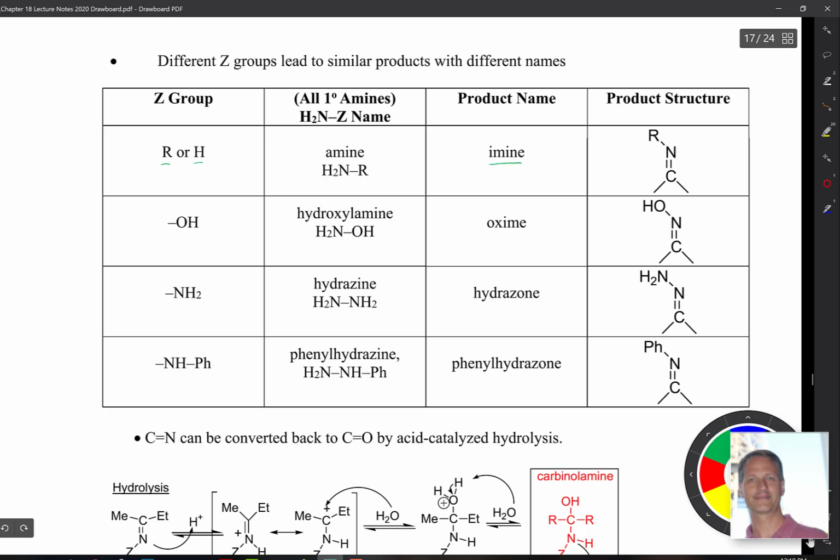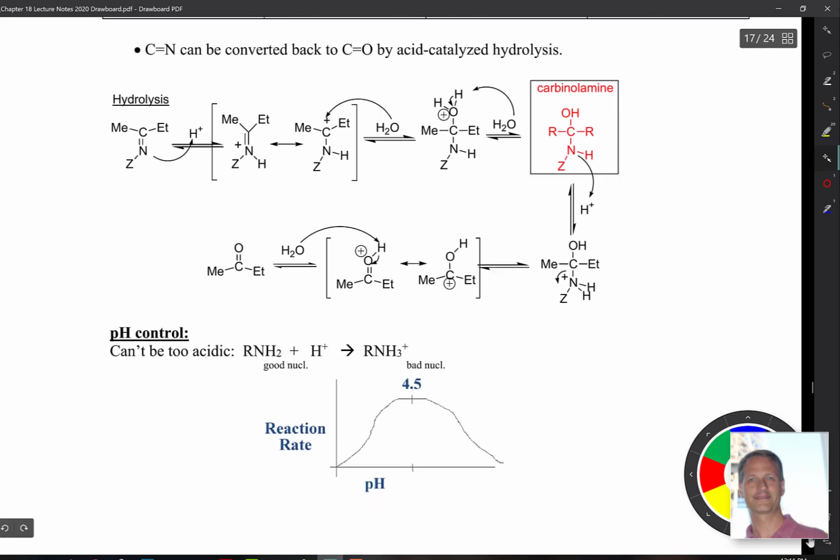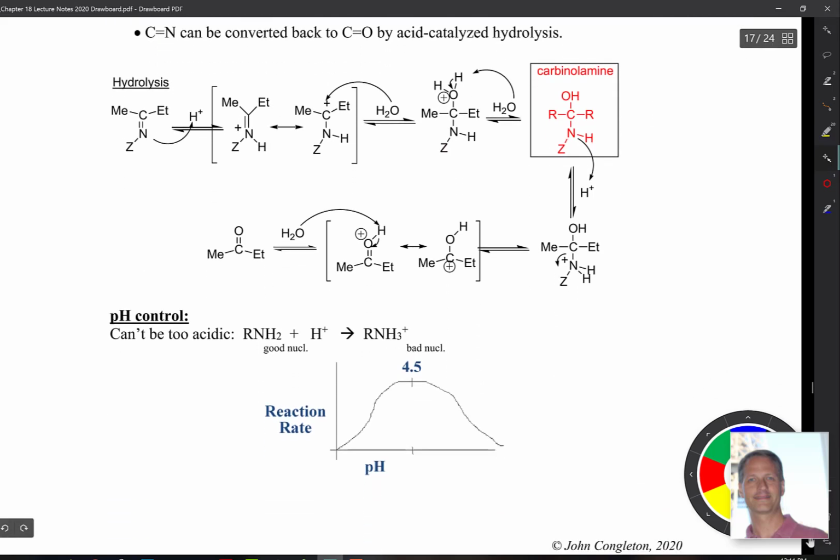It's just the same idea. The mechanism is going to be the same, except that Z group is just an OH here. If it's an NH2, it's hydrazine, and you get a hydrazone at the end. And if it's NH connected to a benzene, you get a phenylhydrazine as your reactant, and a phenylhydrazone is your product. Now that carbon-nitrogen double bond, if you remember from our previous mechanism, we used reversible arrows.